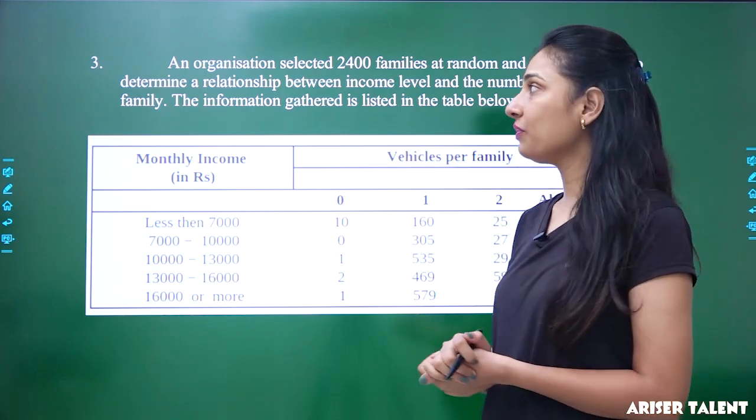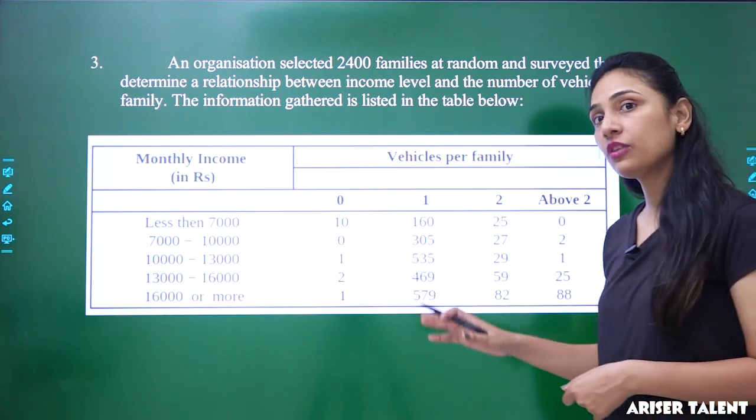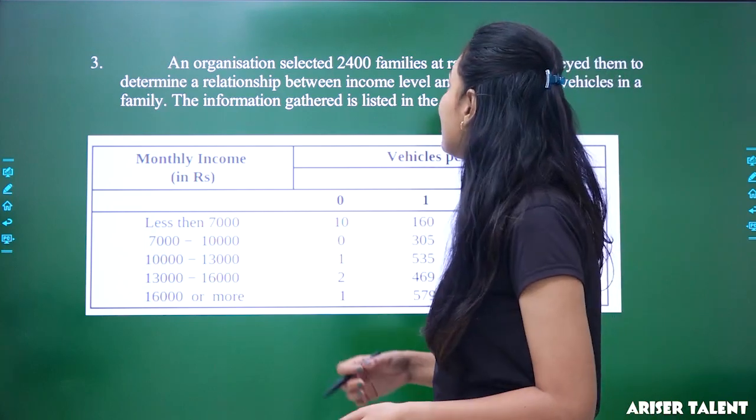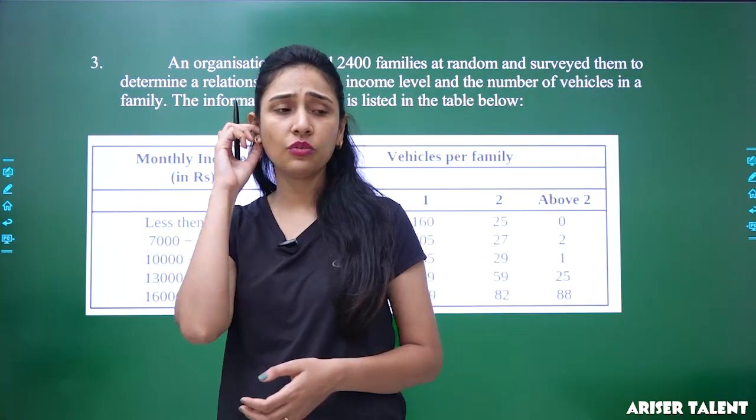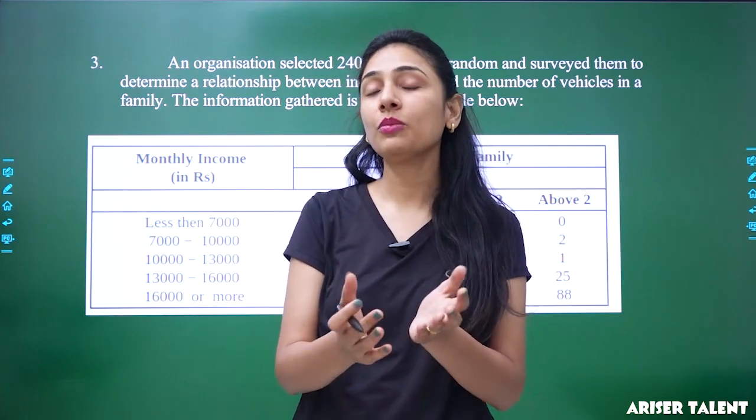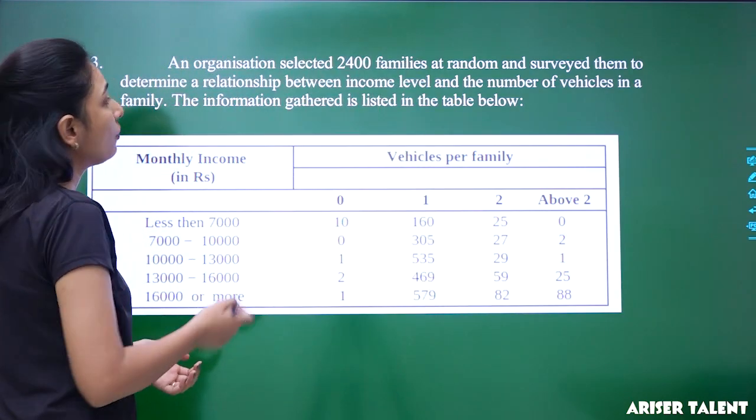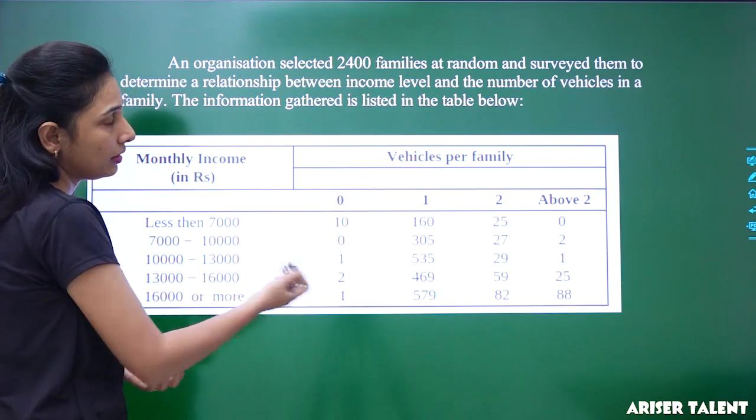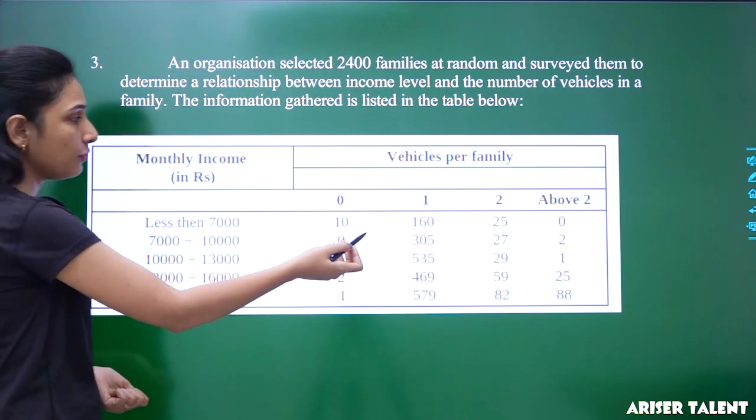So the question where we were stuck was that an organization selected 2400 families at random and surveyed them to determine a relationship between income level and the number of vehicles. That is, what is their income level and, for a certain income level, what number of vehicles the families are having. So for that, the number of vehicles in a family has been recorded, the information gathered, and the list is here in the table. So for less than 7,000, this is the information.